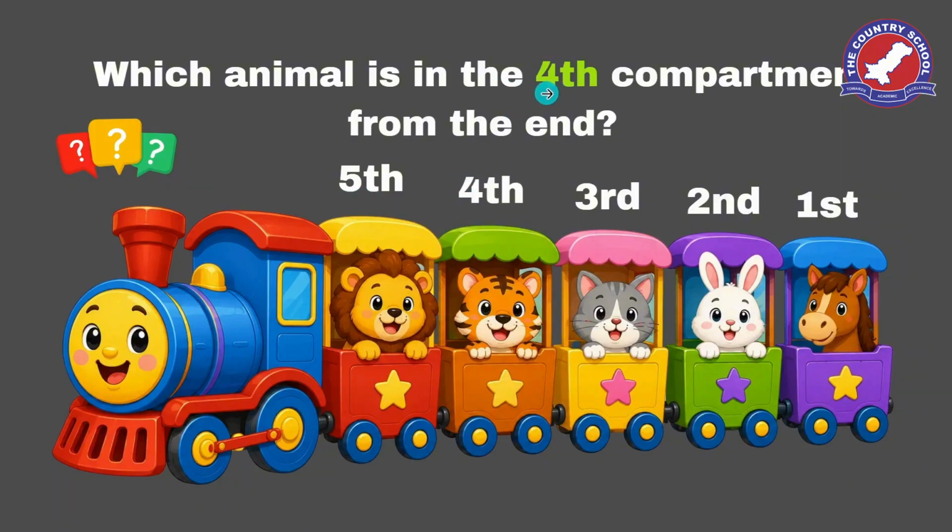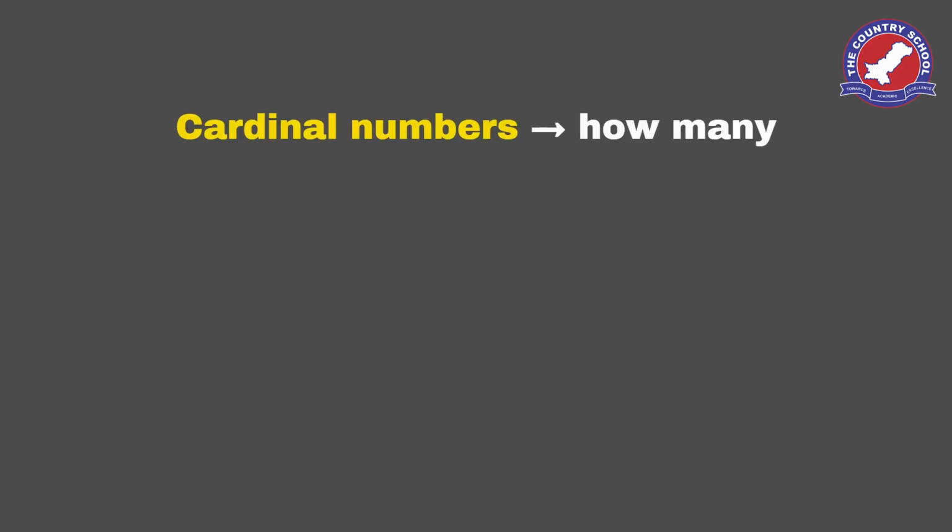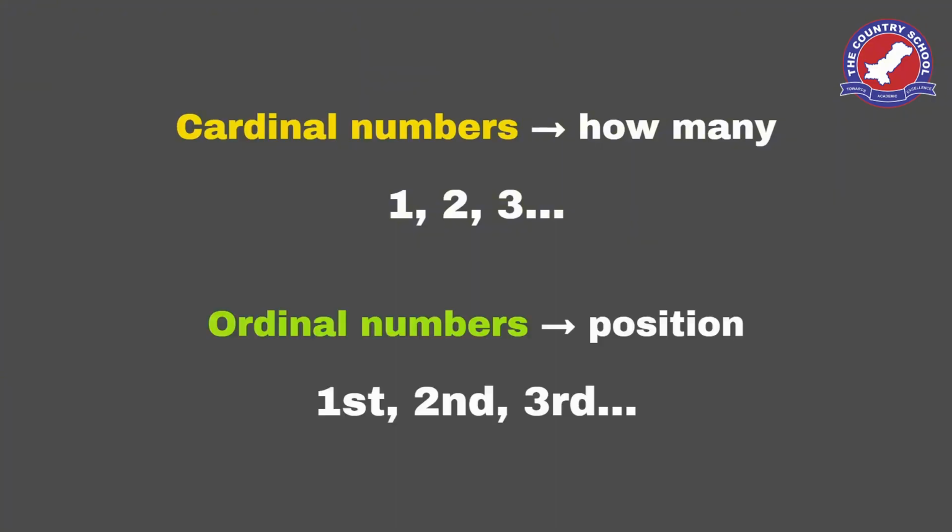So our question was, which animal is in the fourth compartment from the end? The tiger is in the fourth compartment from the end. See, changing the direction changes the position too. So to summarize, cardinal numbers tell us how many of something is present. Ordinal numbers tell us the position or the order.